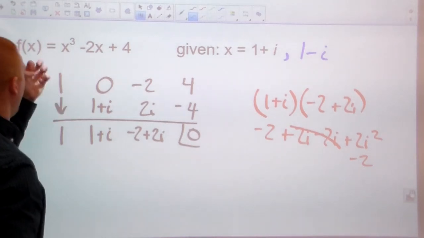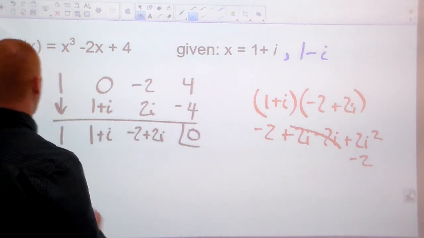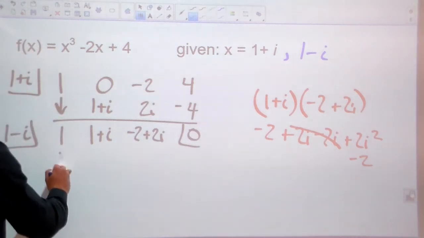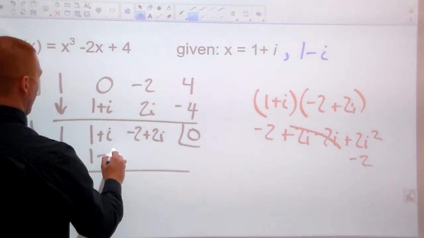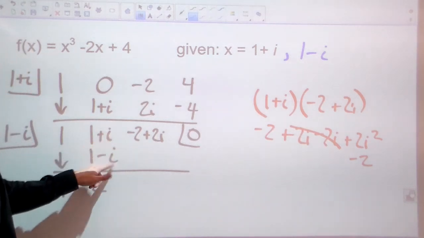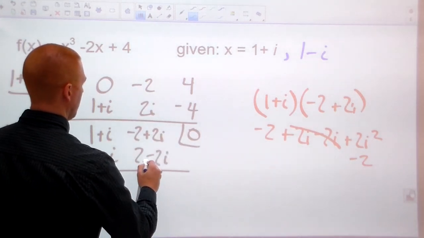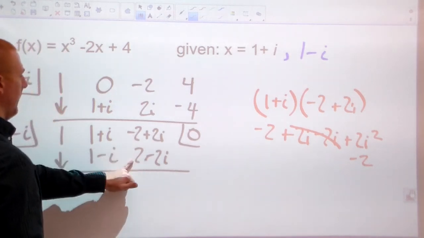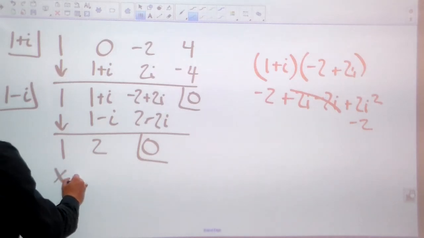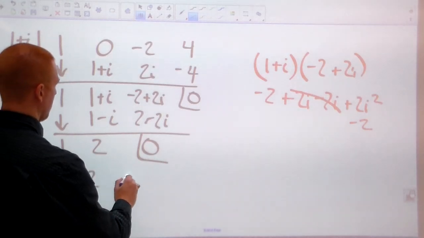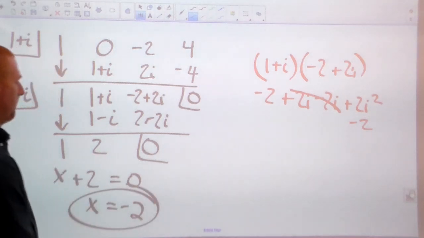Okay, so now I've divided one factor out of a polynomial. I can take what's left, the quotient, and divide more out. So 1 minus i. All right, this won't be as bad. 1 comes down. Now it's 1 minus i. Add those up, you get 2, because those cancel out or add to 0. All right, 2 minus 2i. And now that adds to 0, that adds to 0, so that's good. So x plus 2 is my final factor, set it equal to 0. And x would have to equal negative 2, and that's my final solution.